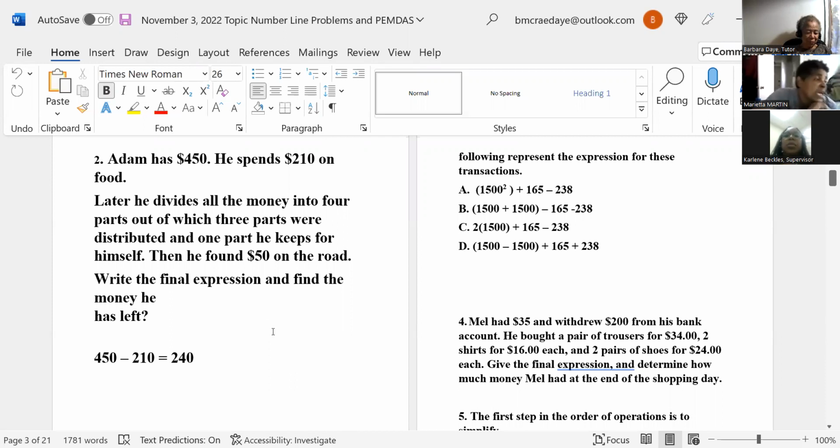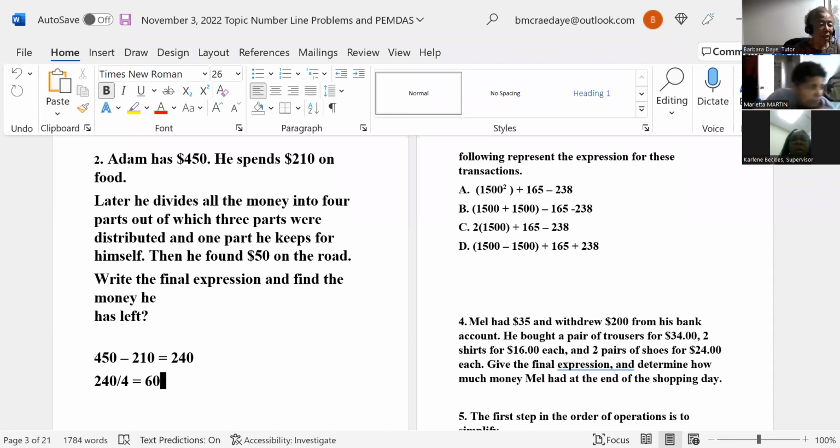Then you divide 240 by 4. Yes. So the next step is a division. You divided that by 4. And what did you get, Marietta? 60. Very good. Excellent.